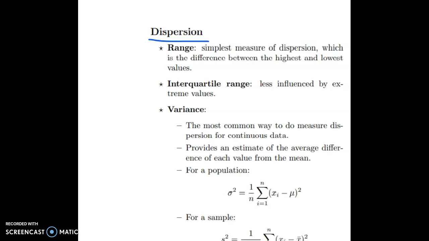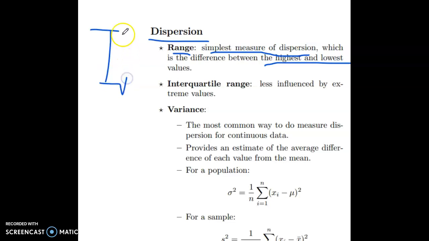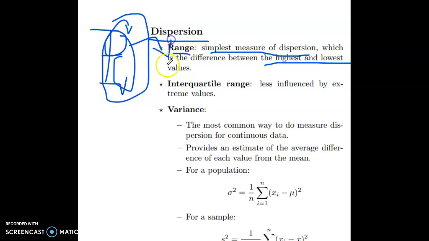Dispersion. We have already discussed central tendency. Range is the simplest measure of dispersion, which is the difference between the highest and lowest values. The difference between the highest and lowest values is the range.